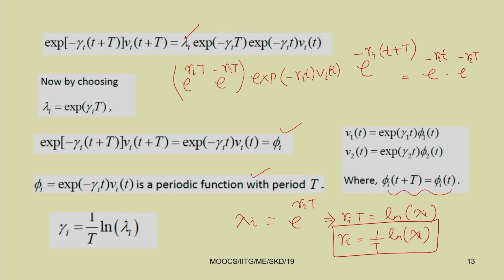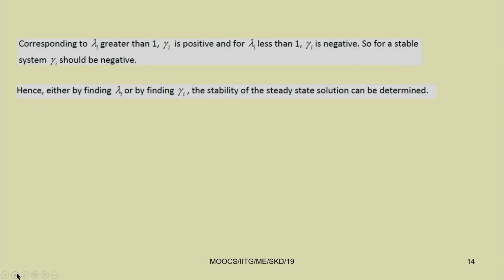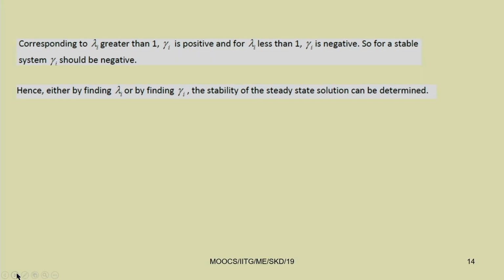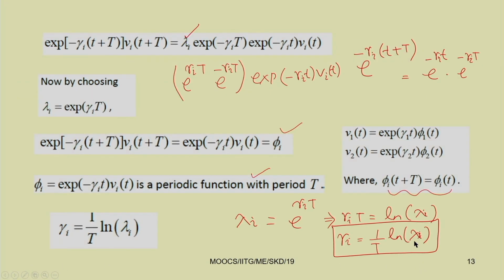You know that lambda_i must be within the unit circle to make the system stable. For this purpose, let us look at ln lambda_i. We can have different values of lambda. Corresponding to lambda_i greater than 1, gamma_i is positive, and if lambda_i is less than 1 then gamma_i is negative. For example, let us take 0.1 or 0.2 for lambda_i. Then gamma_i is negative, and if we take a value greater than 1, then it is positive.